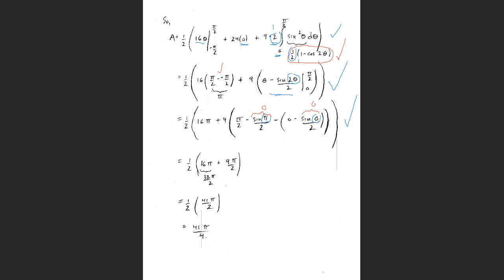Okay, and so when you work it all out, in the end, you should get an area of 41 pi over 4. On this, two steps up, I expressed 16 pi as 32 pi over 2, so I can add the two fractions. And WebAssign is going to want this answer. It's not going to want a decimal, and I'm not going to want a decimal either on the final exam. I want the best answer possible, and this is the best answer.